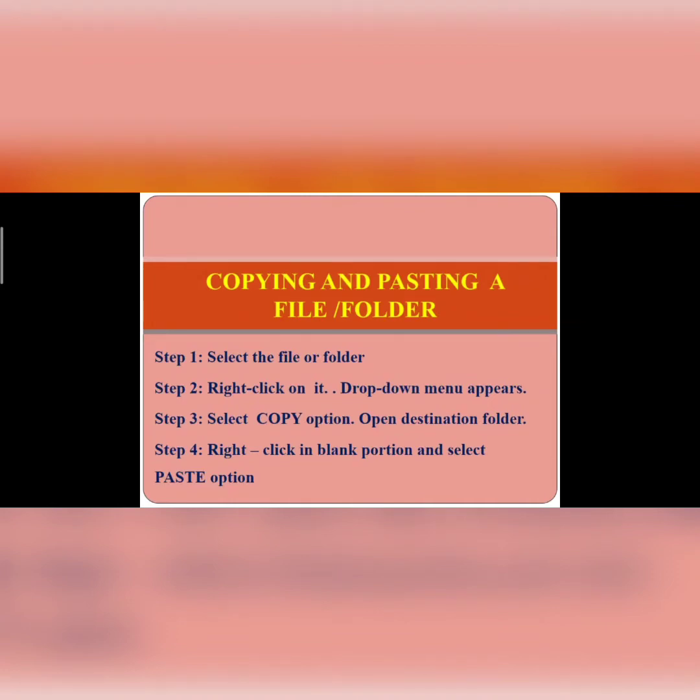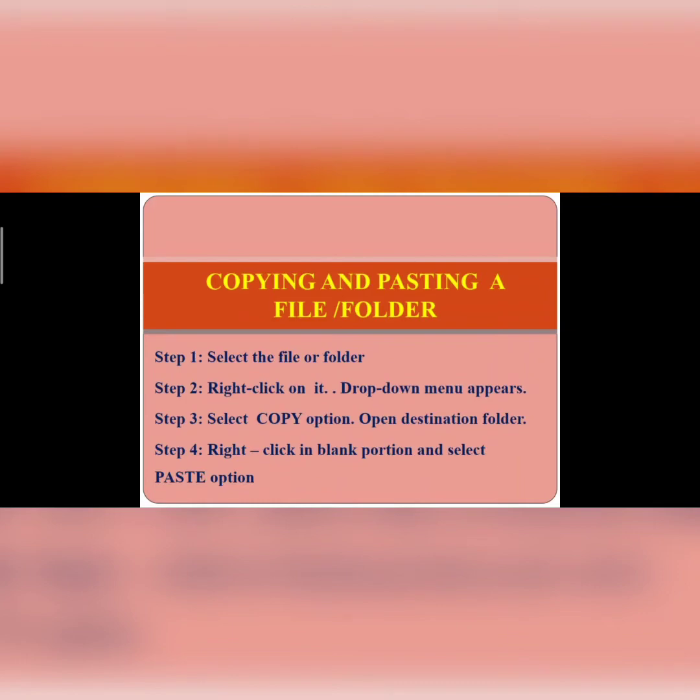Follow 4 steps. Step 1, select the file or folder which you want to copy. Step 2, right click on it and a drop down menu will appear. Step 3, select copy option from the drop down menu. So after copying, open the destination folder, where you want to copy it, open that folder.